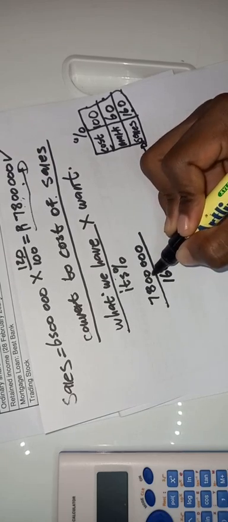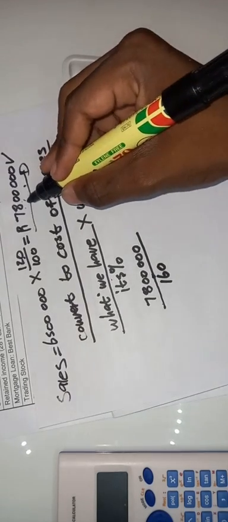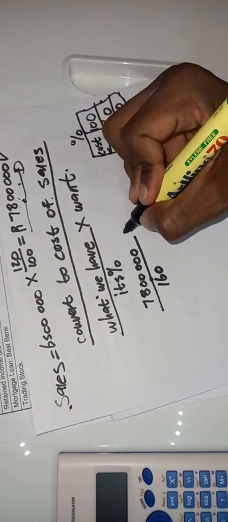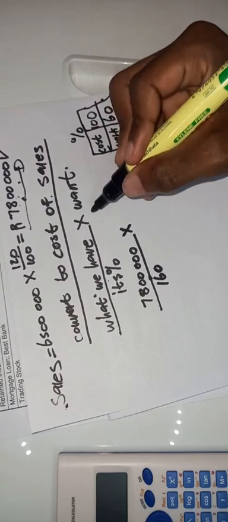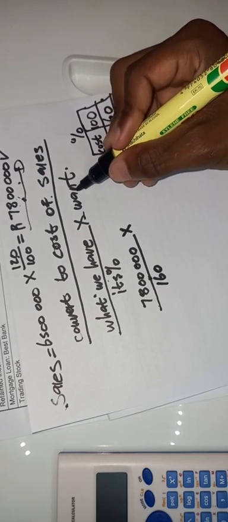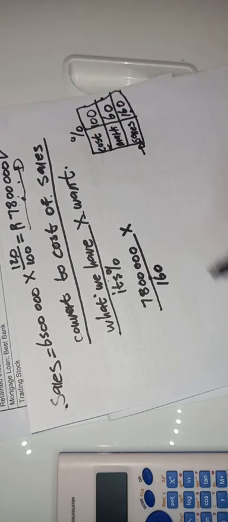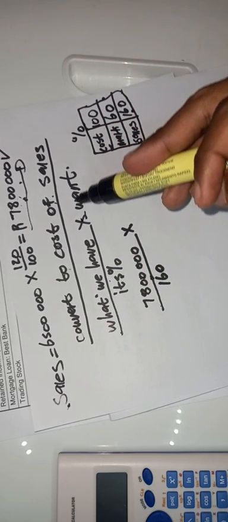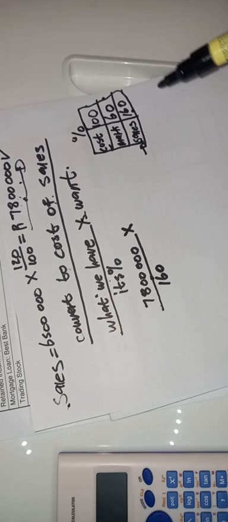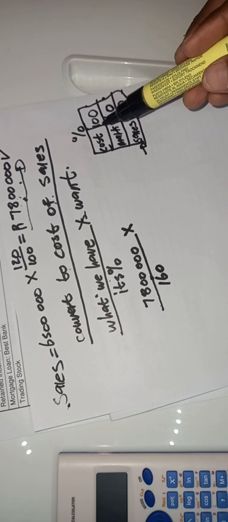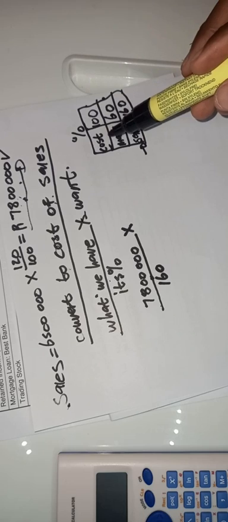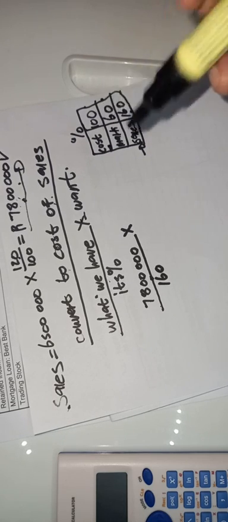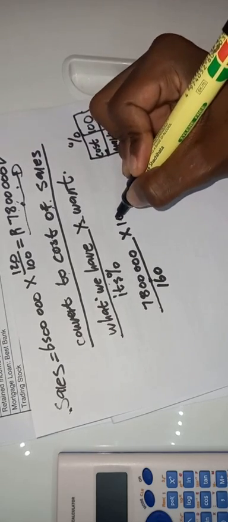That's the percentage for our sales here. It's 160. Then multiply by the percentage of what you want. What is it that you want? Obviously, you are trying to convert into cost of sales. So what you want is cost of sales. Then you consult your box. What is the percentage of your cost of sales? The percentage of our cost of sales is 100. So we're going to multiply by 100.